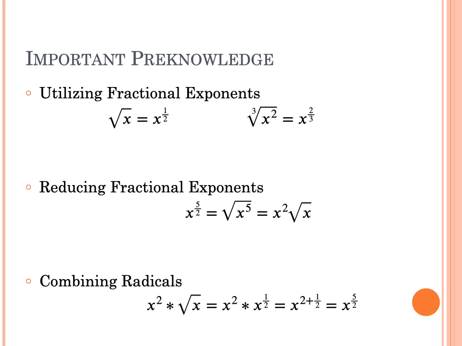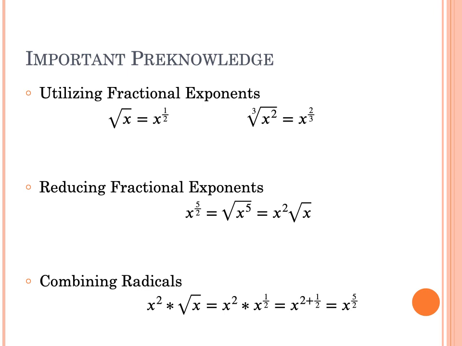Reducing those fractional exponents. Sometimes your numerator might be greater than the denominator. In that case, it's almost like long division. So if we think back to elementary school, what's 5 divided by 2? Well, 5 divided by 2 is 2 with a remainder of 1. 2 is the exponent on the part of the term outside of the radical. That remainder is the leftover exponent underneath the radical.